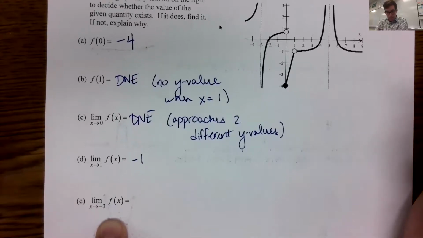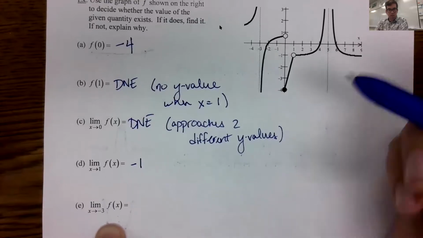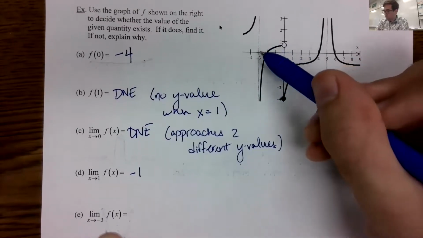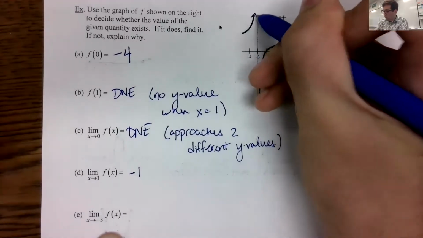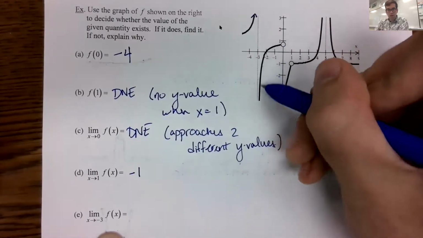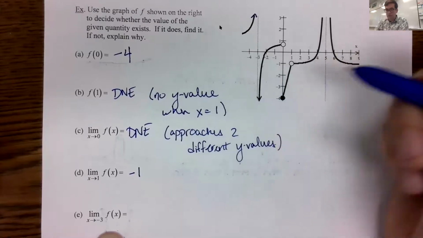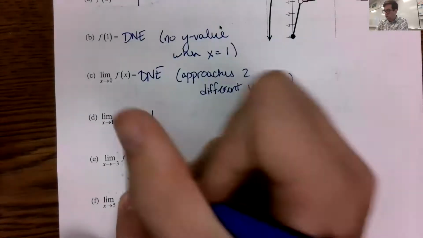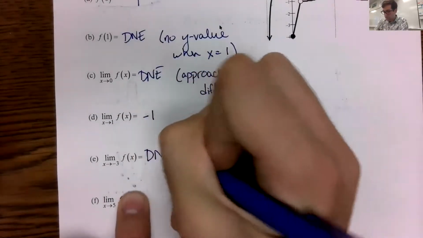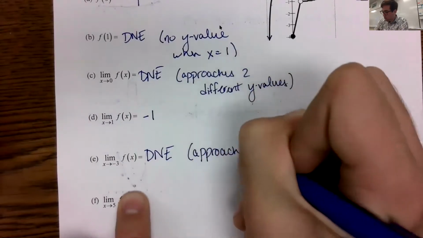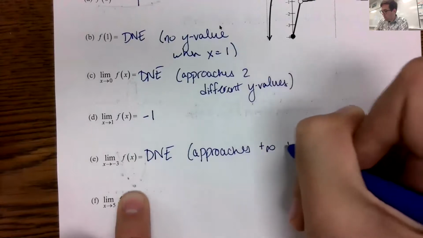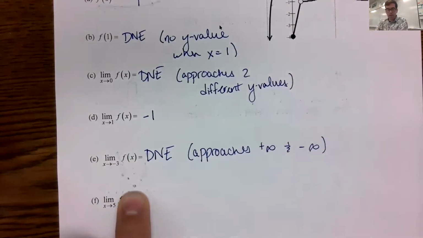Okay, letter E, the limit as x approaches -3. Okay, so -3 is all the way over here. From the left, it looks like we're approaching positive infinity, and from the right, it looks like we're approaching negative infinity. So overall, that limit does not exist. Approaches positive infinity and negative infinity.